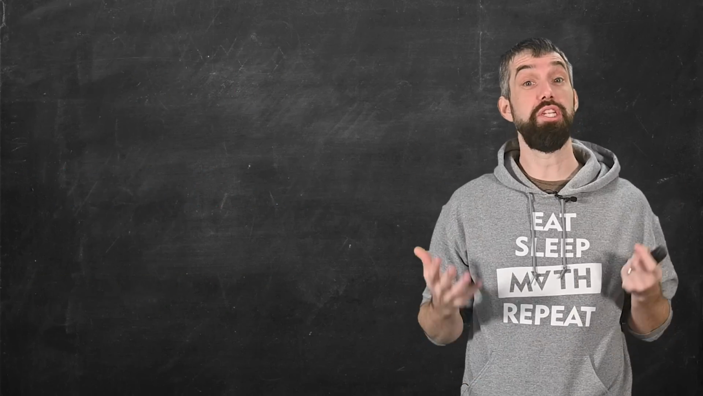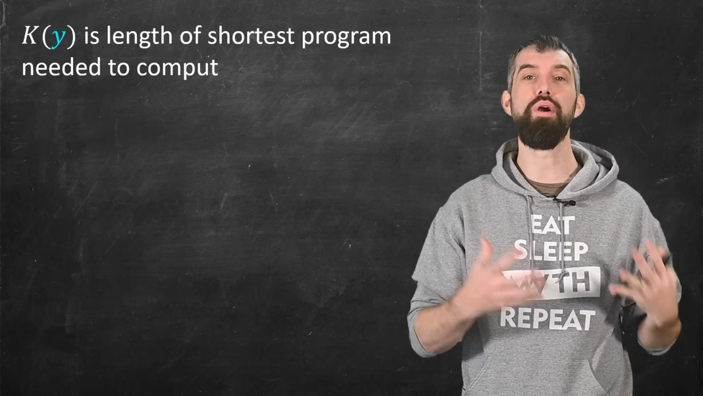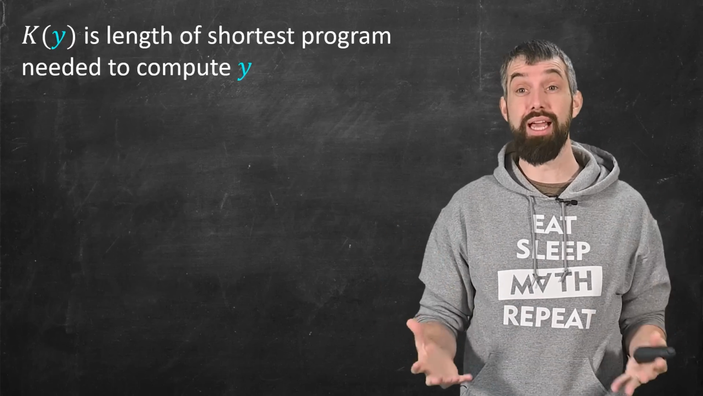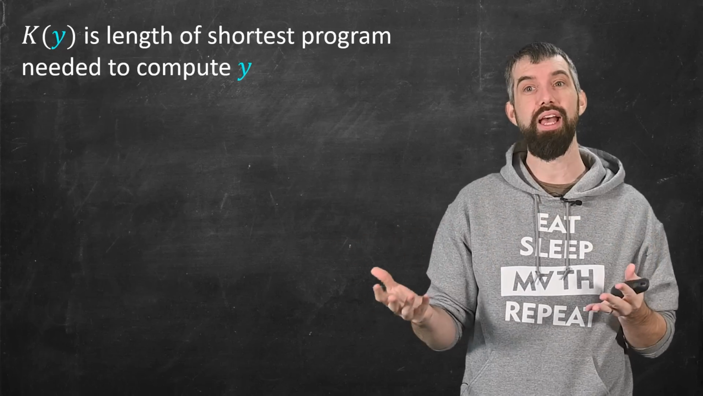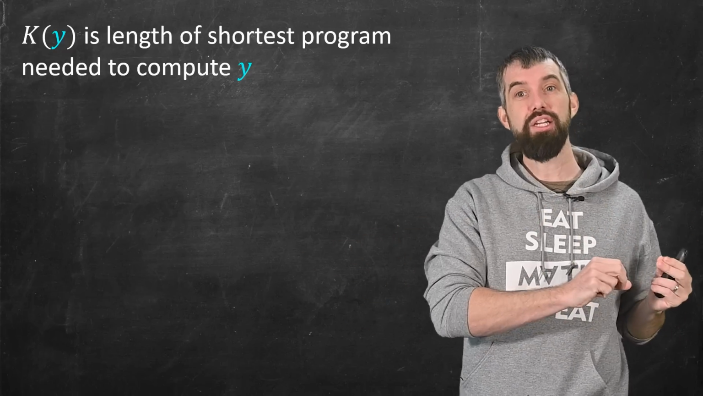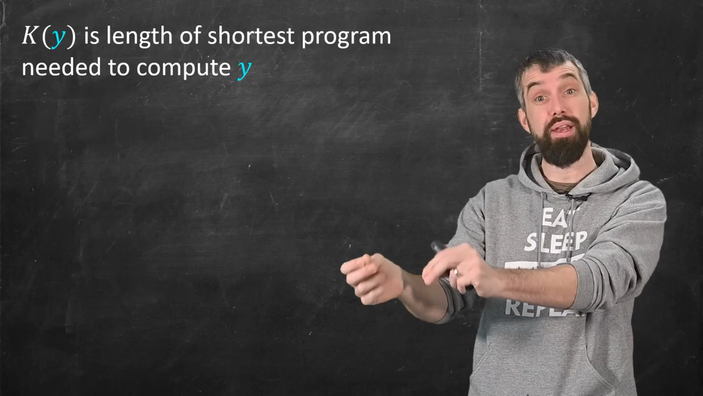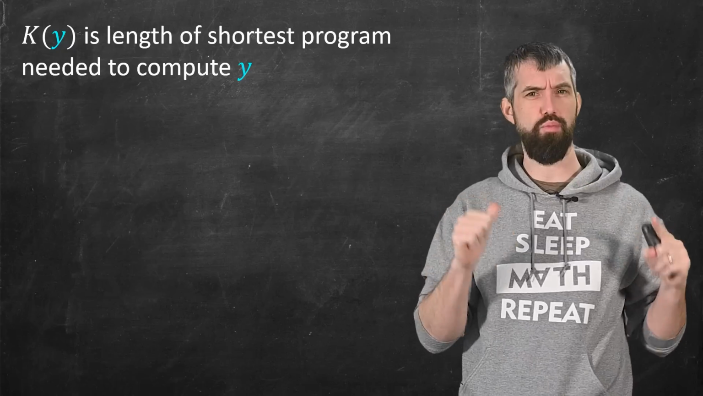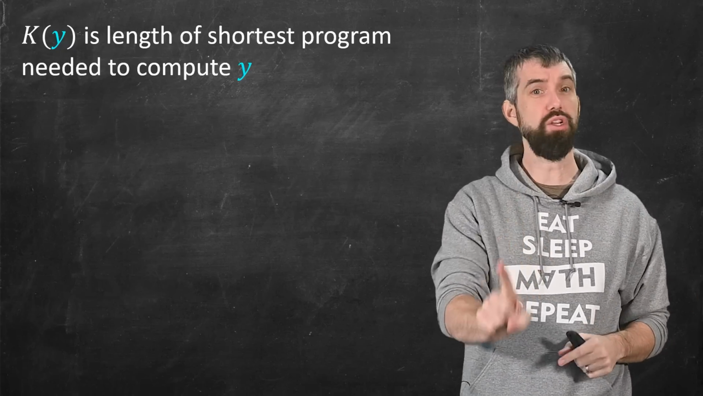So the goal of this video is to talk about something called Kolmogorov complexity. And loosely speaking, the Kolmogorov complexity of some string y is the length of the shortest computer program that is needed to output that particular string y. This is a bit rough. We're going to make this notion a bit more precise momentarily. But a couple technical notes first.